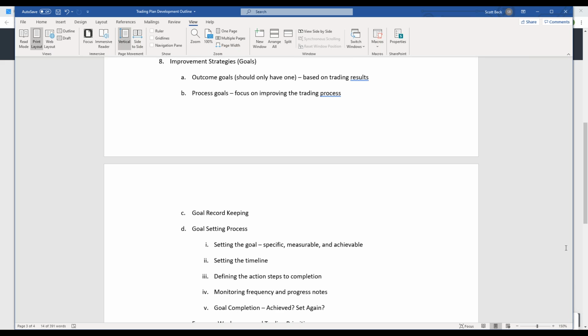Now, there's two types of goals that we set. Outcome goals, and you should have only one, if any, which we base on trading results. That's where we say, my goal is to make 50,000, 100,000, 3%, 8% per month, per week, per day, per year. I don't know, right? Okay. We definitely want to be profitable, but the outcome, right? We should focus our attention on trading well and let the results take care of themselves.